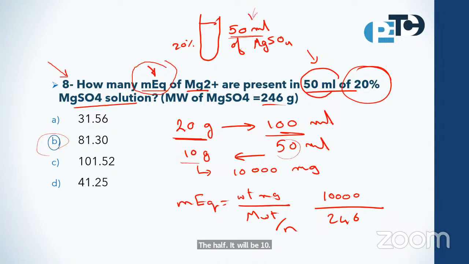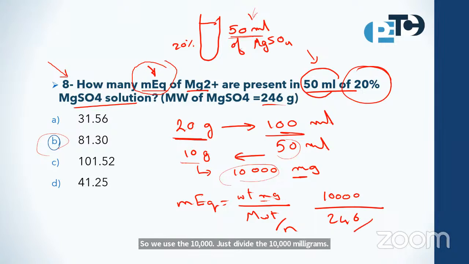But we should convert it into milligrams, because milliequivalents need the weight in milligrams, not grams. So we use 10,000 milligrams. Just divide the 10,000 milligrams over 246 over the small n, which is 2, because magnesium here has a valency of 2. Is it clear now, or do you still have any confusion about it?